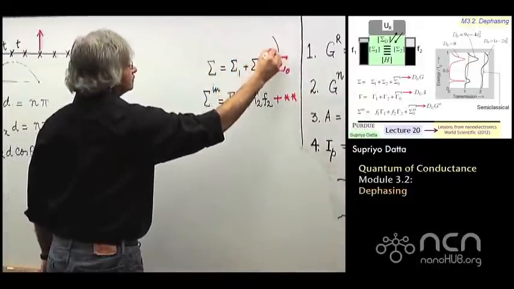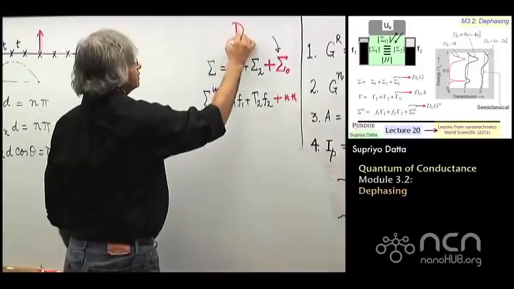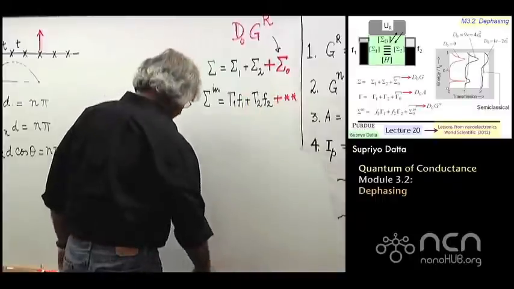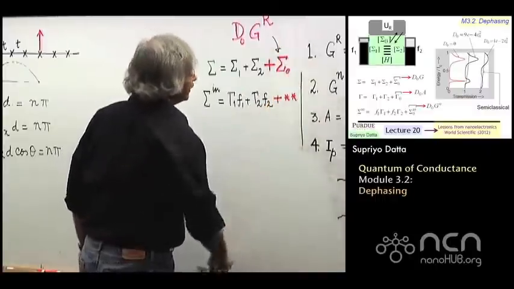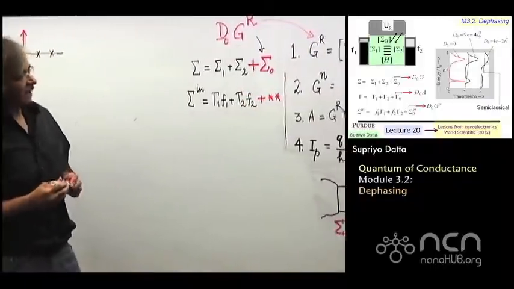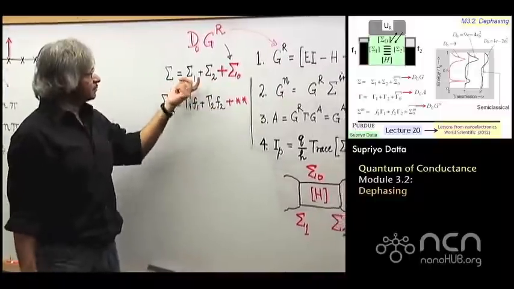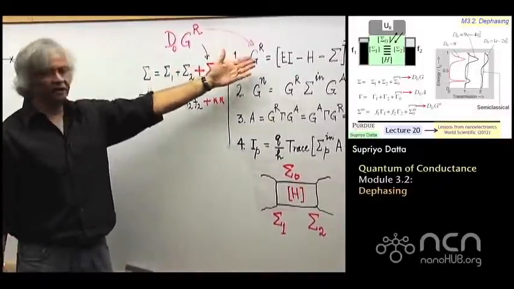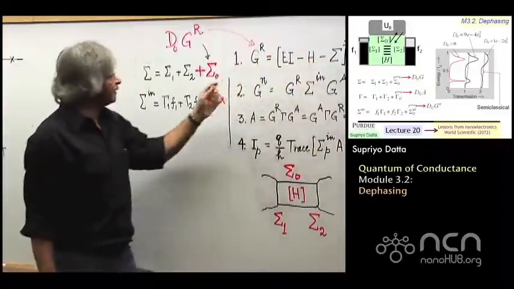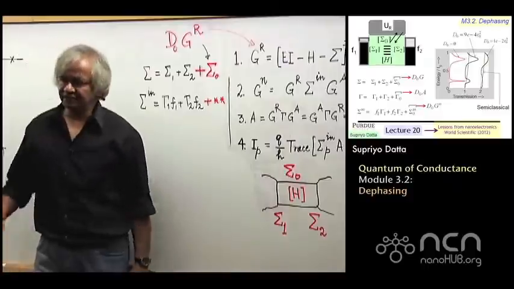Sigma 0 is equal to some constant, d0, times Gr, where Gr is given by that equation. Now, what that means is that when you are calculating Gr, you cannot calculate it directly. Previously, it was like, I know sigma 1, I know sigma 2, put it in, invert, and you have Gr. Now, even the right-hand side has something that depends on Gr, which means the calculation has to be done self-consistently.